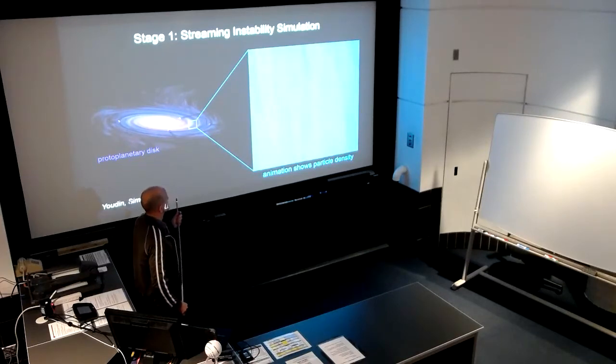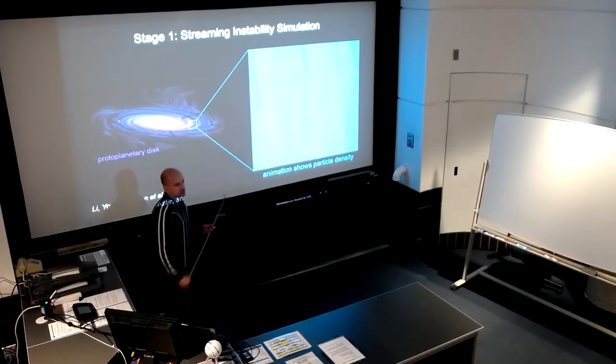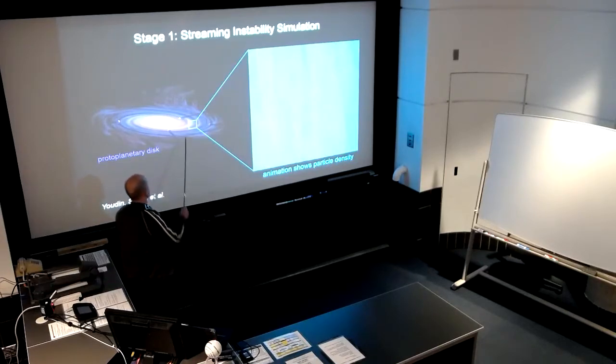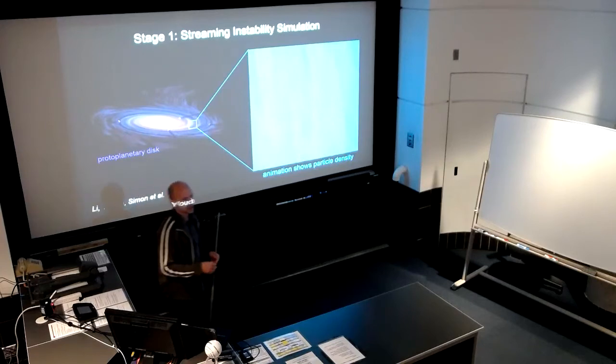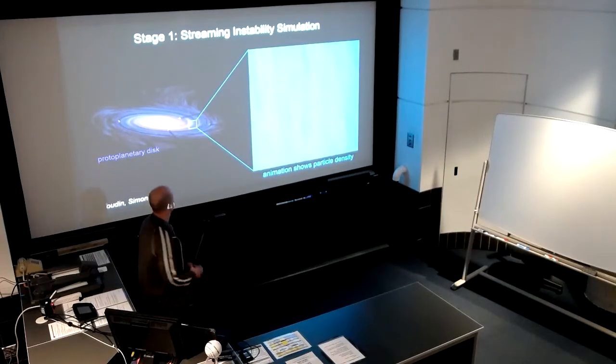There are two stages to the formation of planetesimals. The first stage is the streaming instability itself, which acts to concentrate pebbles in self-gravitating clouds. To show this stage, we do a simulation of a small segment. Actually, it's a 3D box representing a small segment of the protoplanetary disk. It's more efficient to do it this way than simulating the whole disk.